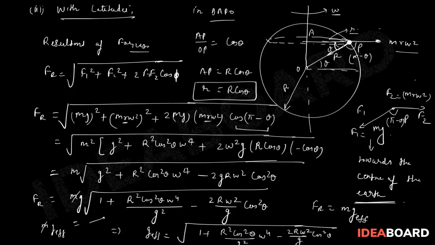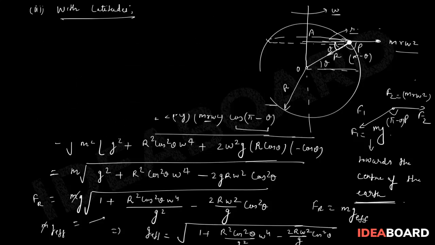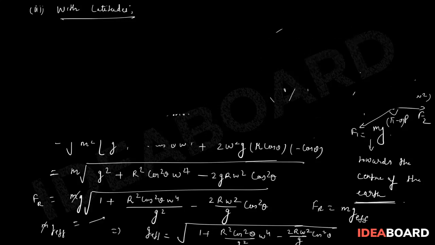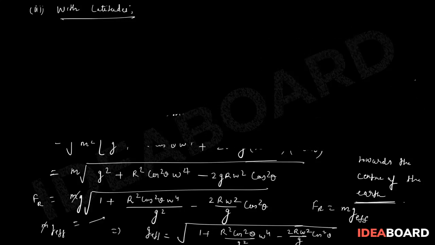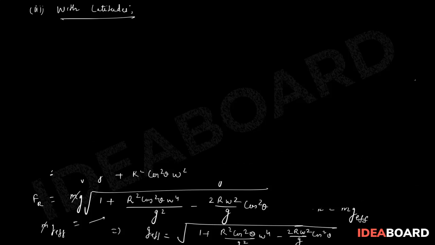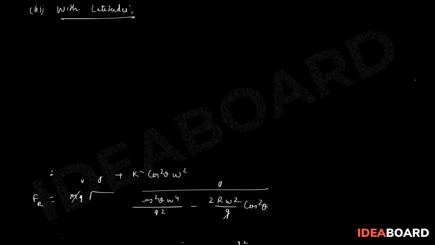Though I would suggest you not to remember this thing. What you can remember, let me tell you. So this is for the random angle, so I just taught you how to do it. Okay, now suppose they are asking for, let's say, case number 1, poles and equator. Case A says at poles.